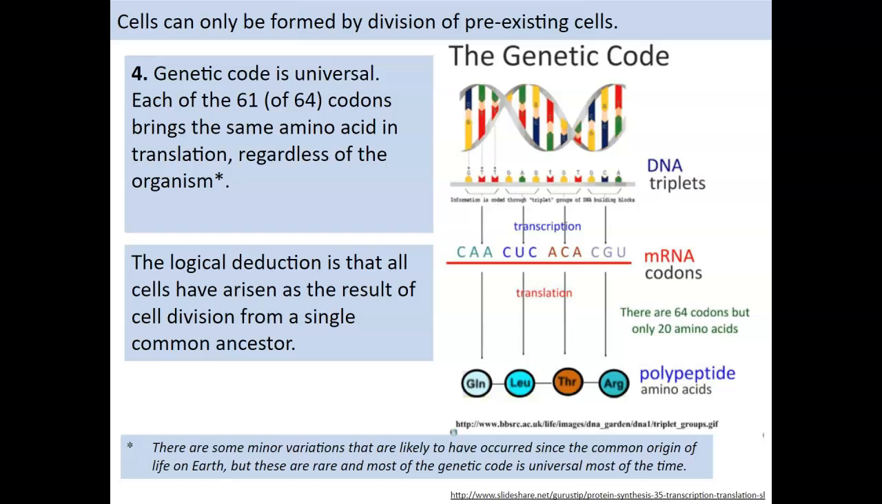Remember in BioH, we were able to take DNA from a sea anemone, insert it into a bacterial chromosome, and that bacteria could make the proteins that belong to a sea anemone. Again, because there's a universal genetic code. The logical deduction is that all cells must have come from a common ancestor way back in time.